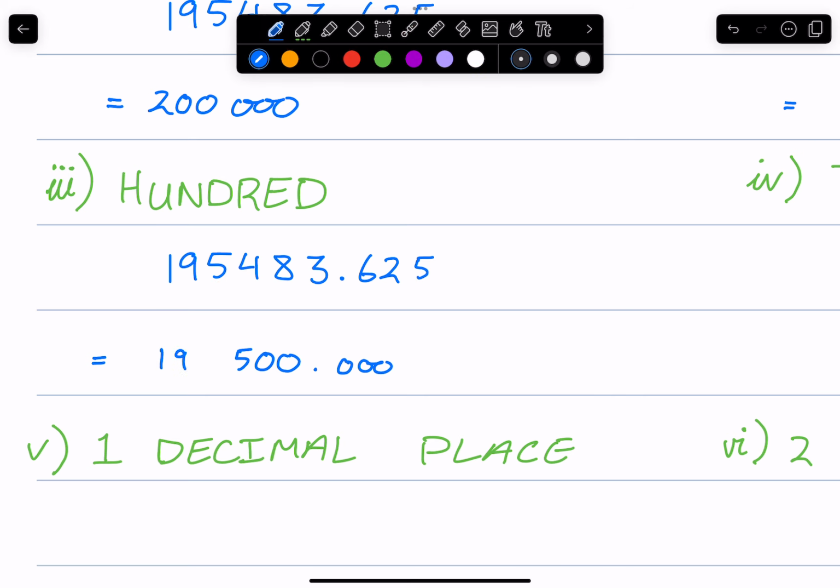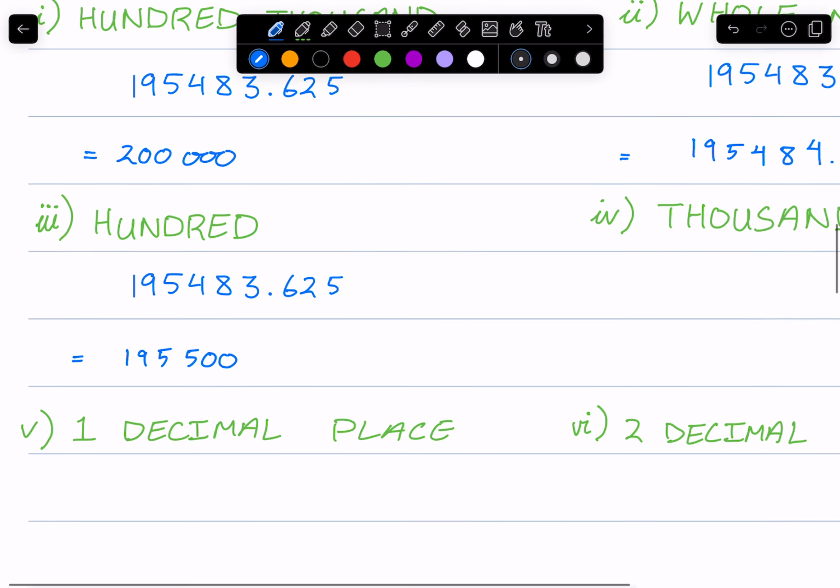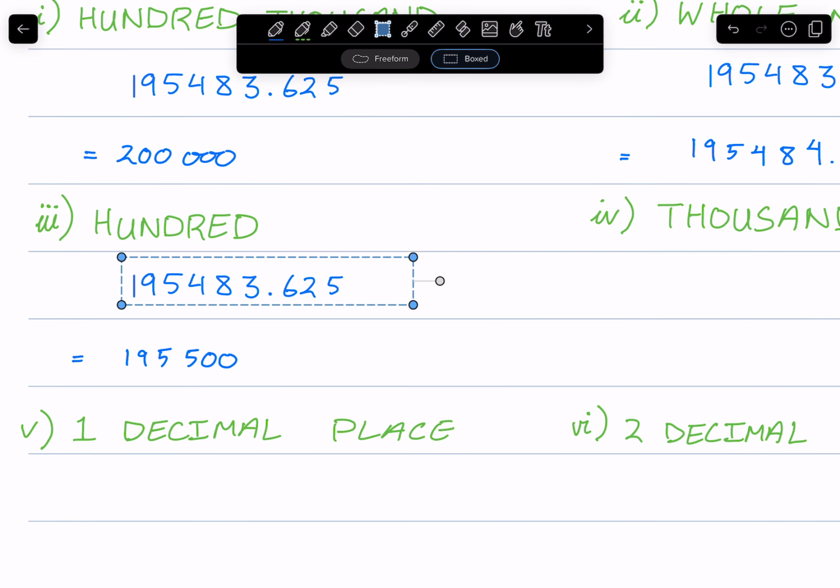So this just stays as 195,500.00. But like I said before, we don't need to write decimals out if they're just zeros. And there we have it. Let's move to the next example.